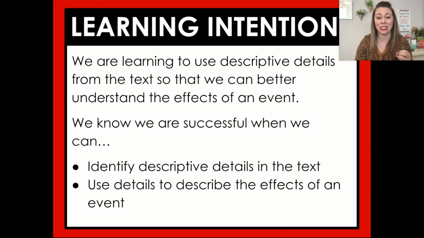Now let's use those details to describe the effects of an event. So when we think about the sound or the big ash clouds, that's telling us more about the effects of an event, like what actually happened because this volcano exploded. So when the volcanoes explode, we see this big ash cloud. There was a big boom. These are the effects of the event of the volcano's explosion. So that is our second success criteria.